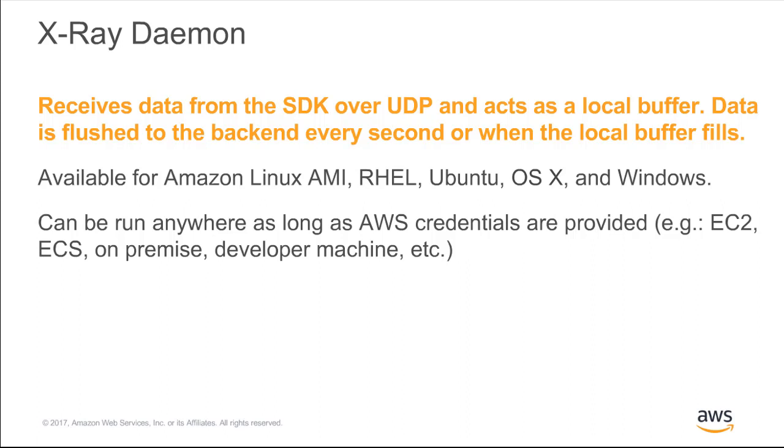The daemon itself is available for Amazon Linux, RHEL, which is Red Hat, Ubuntu, OS X, and Windows. So again, it supports a variety of platforms. The daemon can be run anywhere as long as AWS credentials are provided. So you can, for example, run it on EC2. You can run it as a container on ECS, on Kubernetes, on Docker Swarm. You can run it on-premise. You can run it on a developer machine. We don't really care where the daemon runs, as long as, as I mentioned previously, the credentials are available to the daemon, and the machine that the daemon is running on has access to write data to the AWS APIs for X-Ray.